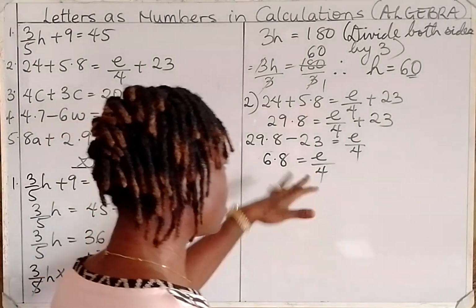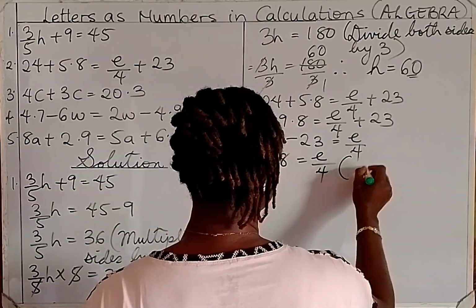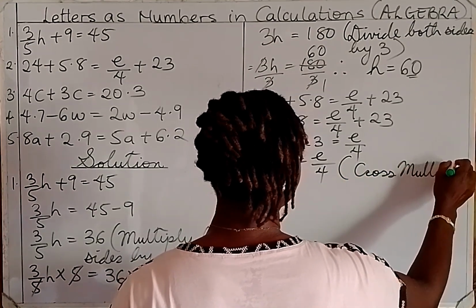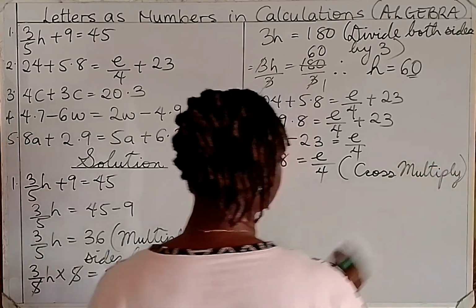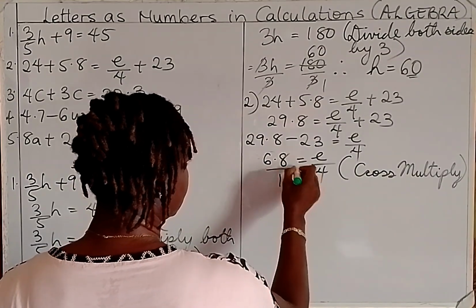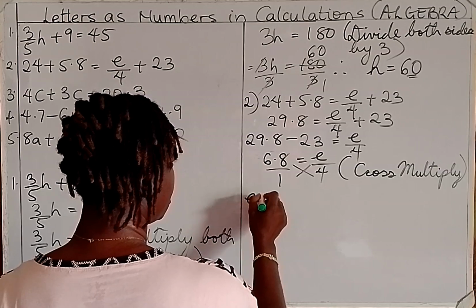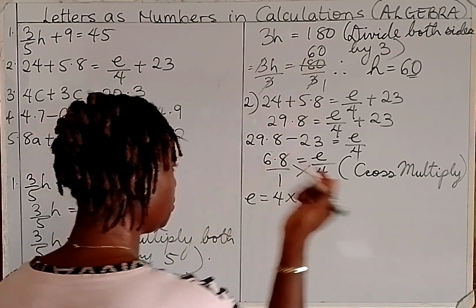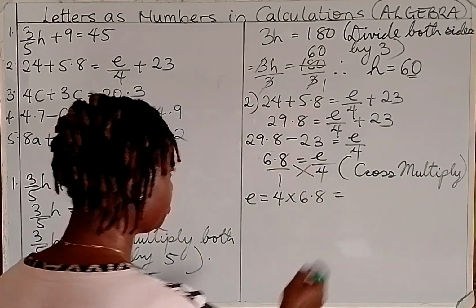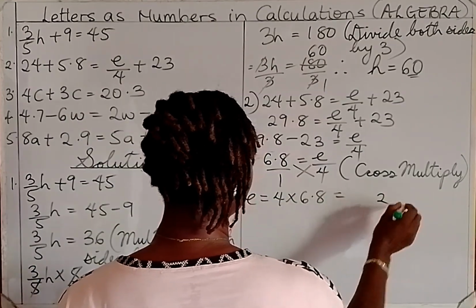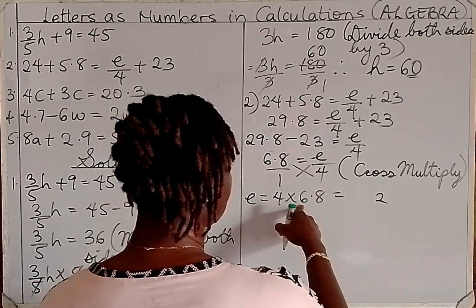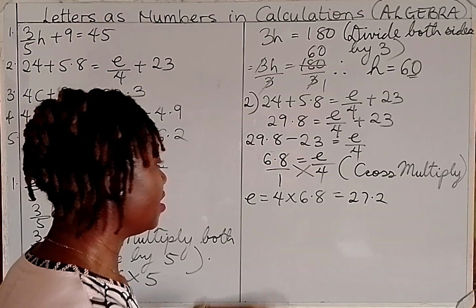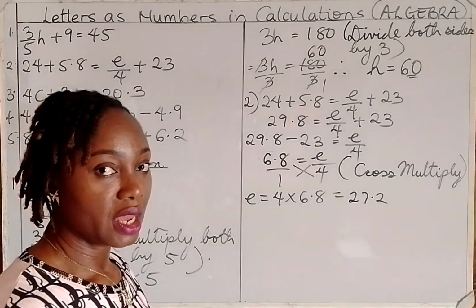Now from here, we're going to what? Cross multiply. And this becomes e times 1 is what? E equals 4 times 6.8. Now what is 4 times 6.8? 4 times 8 is 32. 6 times 4 is 24 plus 3, 27. So this is 27.2. And that's the final answer for E as our value.